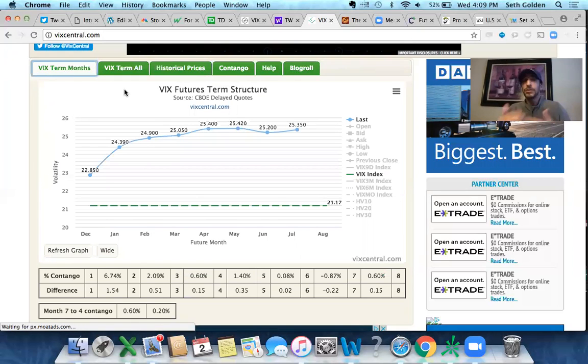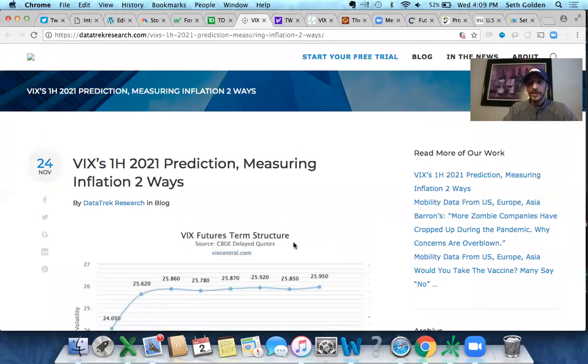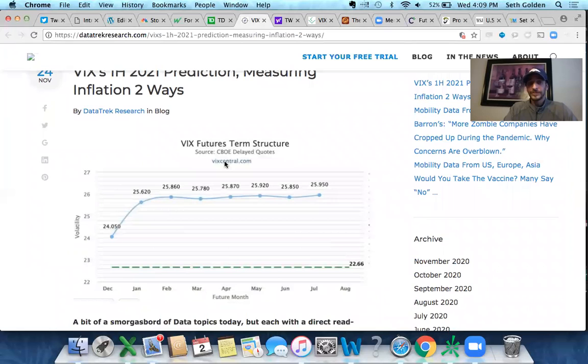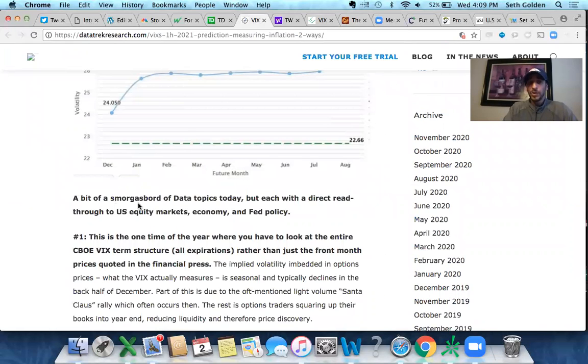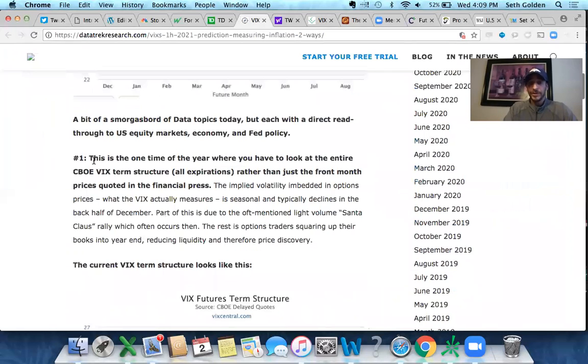And I've seen this thrown about. DataTrek wrote an article just the other day on VIX futures term structure. A bit of a smorgasbord of data topics, but the first topic they touched on was this is the one time of the year where you have to look at the entire VIX futures term structure rather than just the front month prices quoted in the financial press.